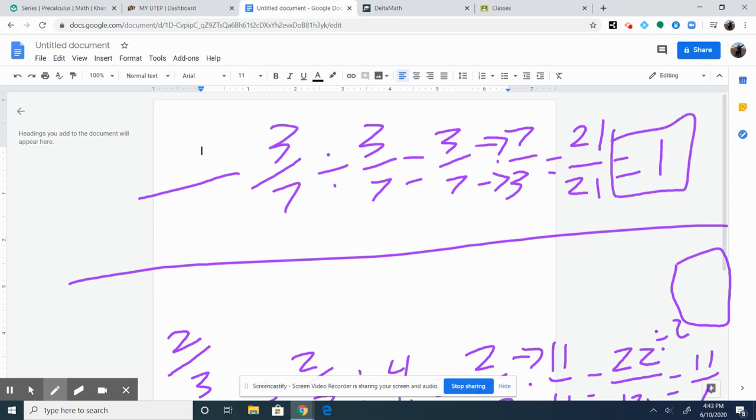So in other words, if we multiply a fraction by its reciprocal, it's just going to be equal to 1. And that becomes very important when we're solving equations in algebra, because if we ever need to cancel out a fraction, we usually do it by multiplying by its reciprocal.